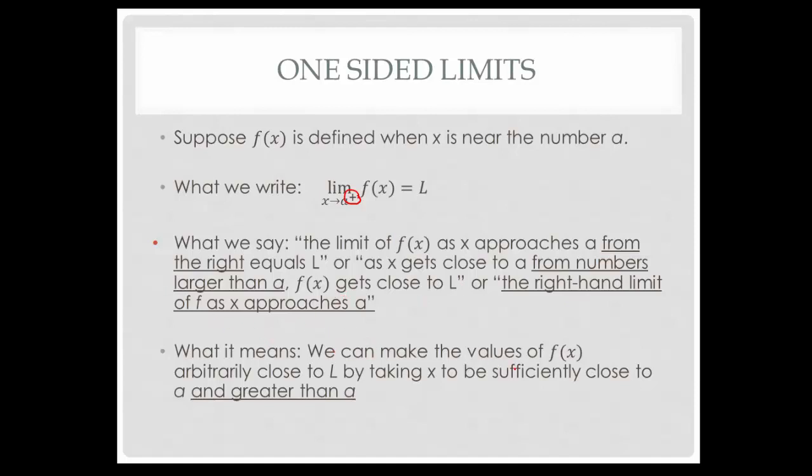And it means we can make the values of f of x arbitrarily close to L by taking x to be sufficiently close to a and greater than a. That's your difference. Okay.